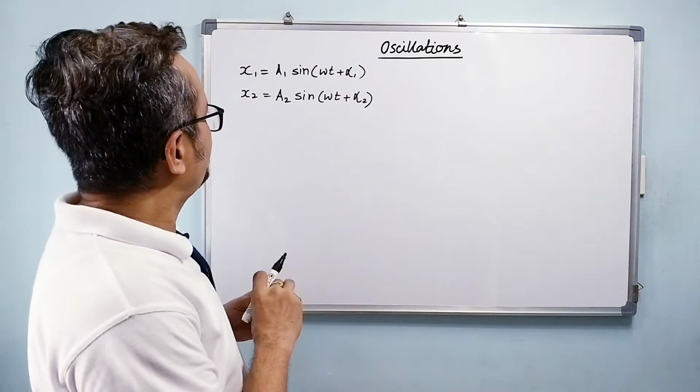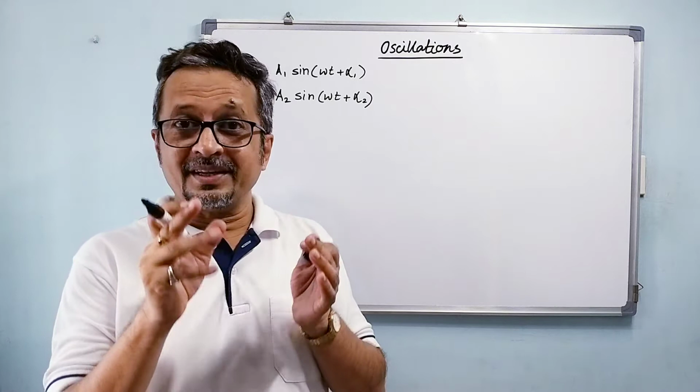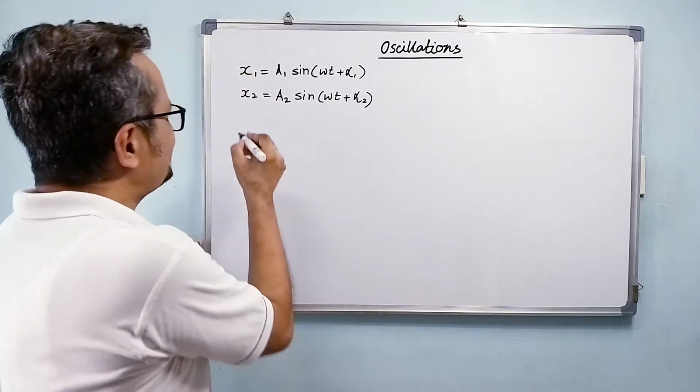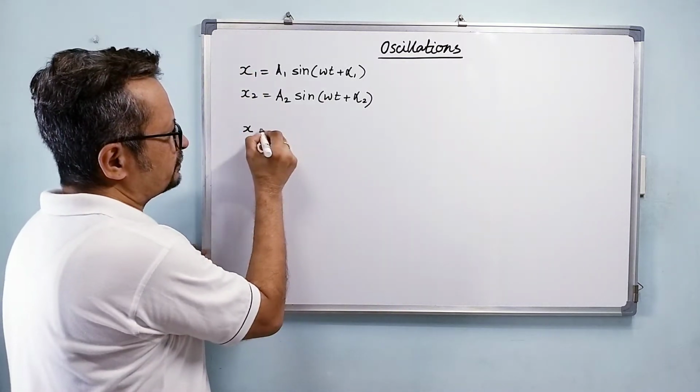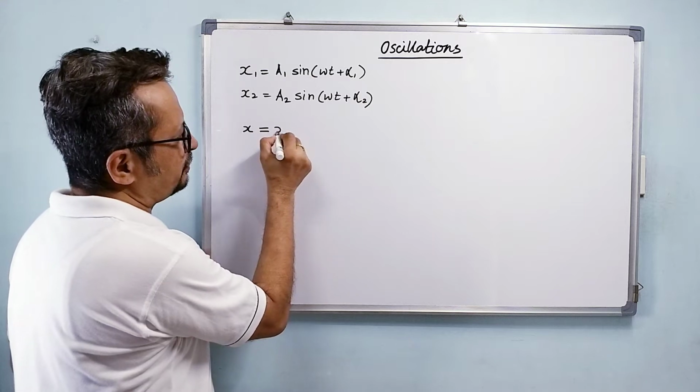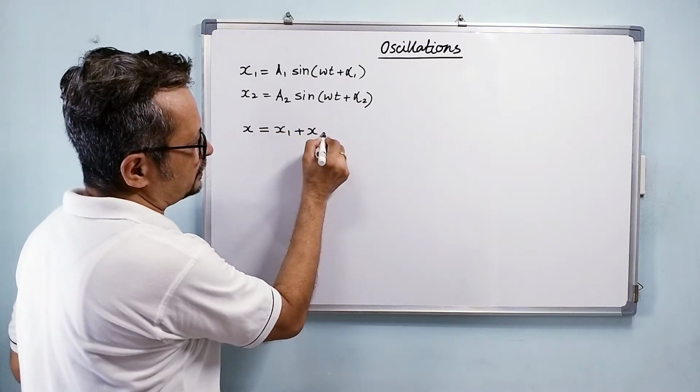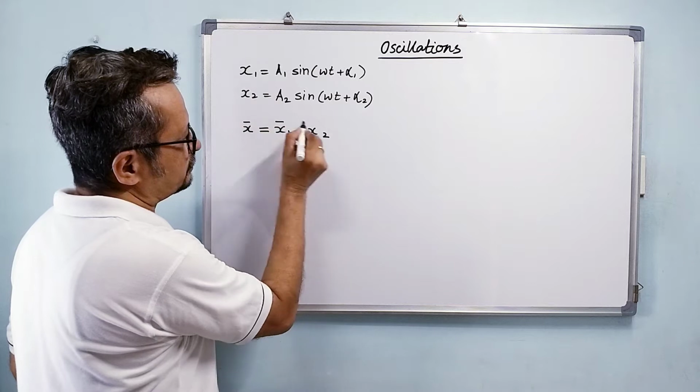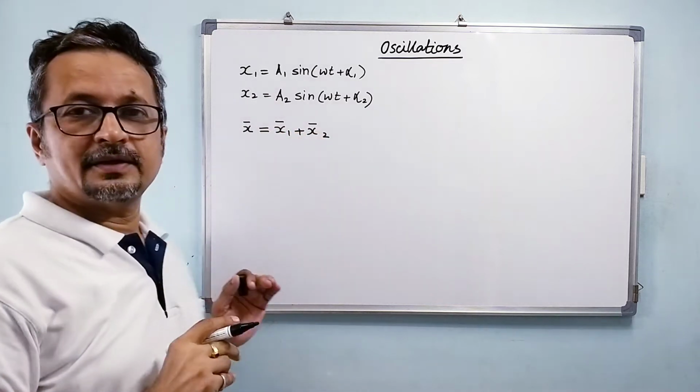Now the resultant SHM, the resultant displacement, would be the vector sum of these. So x is going to be equal to x1 plus x2. I would say x bar is equal to x1 bar plus x2 bar.